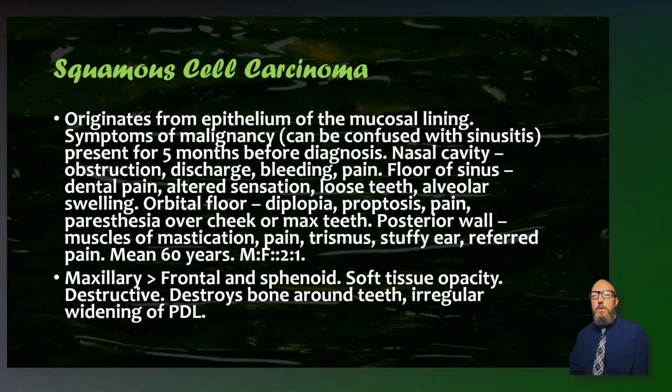The mean age is around 60. It's twice as common in men, more common in the maxilla than frontal or sphenoid. So radiographically, it's a destructive soft tissue opacity. It destroys the bone around teeth. So look for signs of this. This is something you may catch as a dentist.